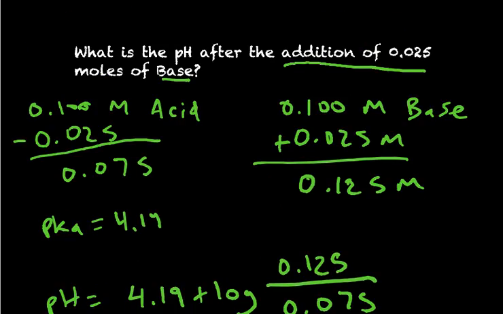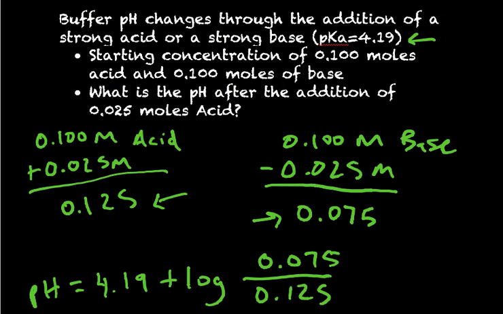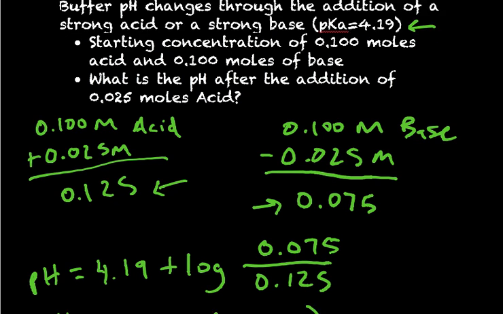Okay, so a recap. Our first problem, we're using the Henderson-Hasselbalch equation. We have the starting concentration of 0.100 moles for our acid and our base. If you're adding acid, you subtract whatever you're adding from the base and you add that to the acid. And vice versa, if you're adding a base, you subtract from the acid and add to the base. From there, you just plug in your new concentrations you have.